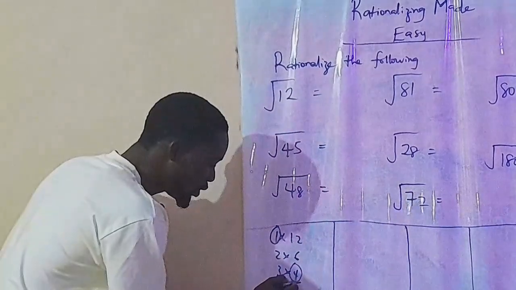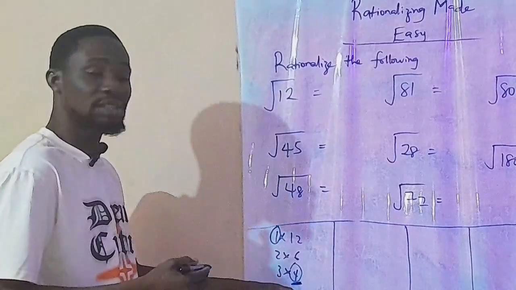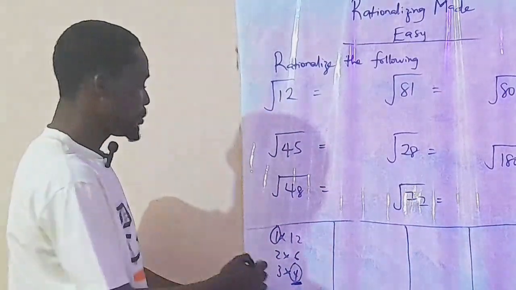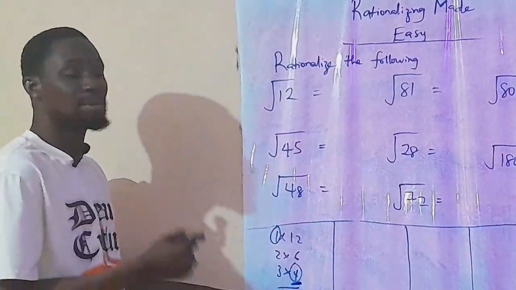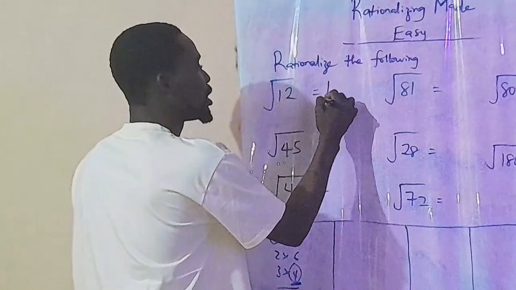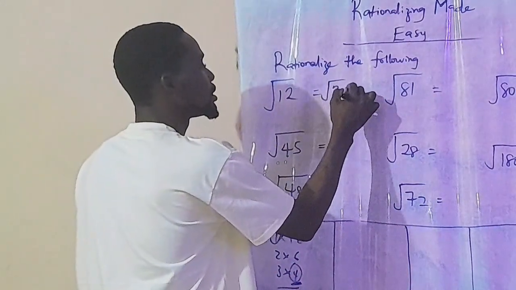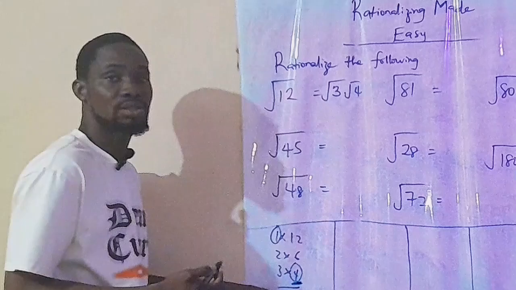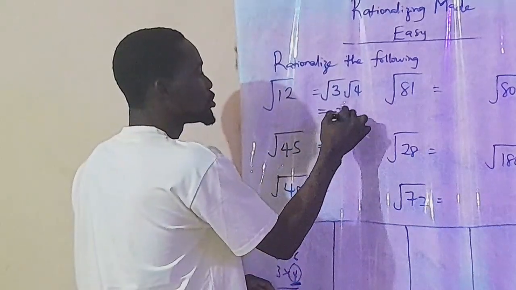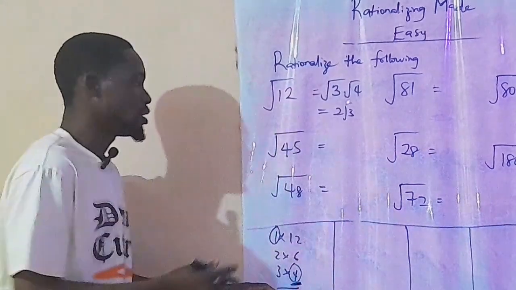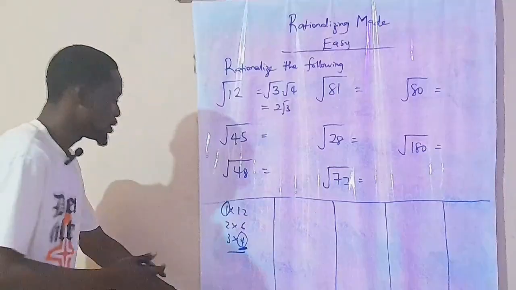Automatically, since 4 is the highest perfect square, it implies that what? It implies that 3 times 4 will be my perfect use. So it becomes root 3 times root 4 in surds, which now gives me 2 root 3.